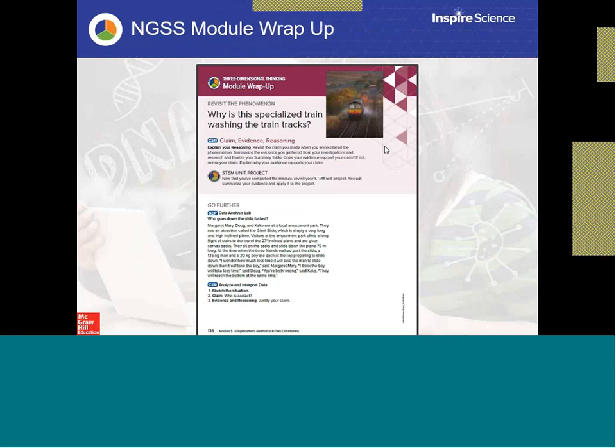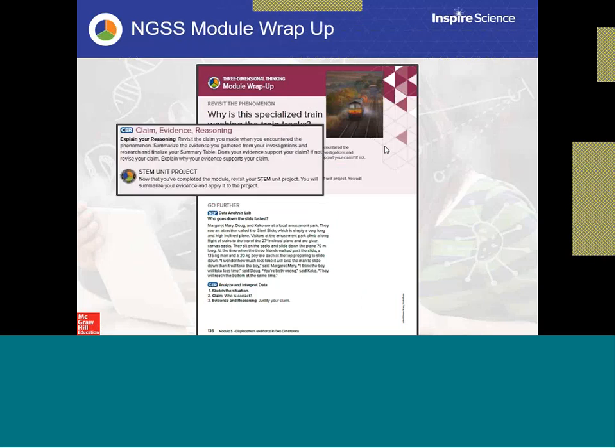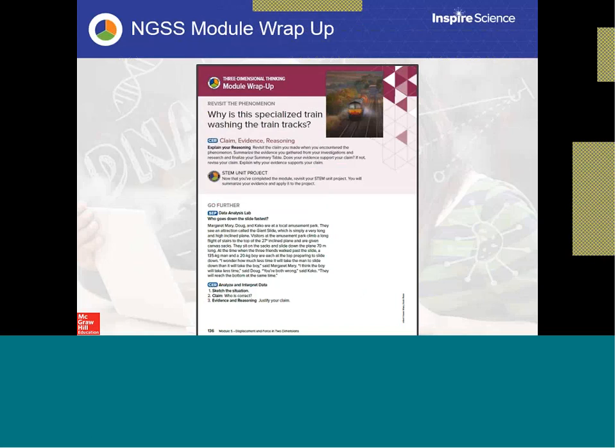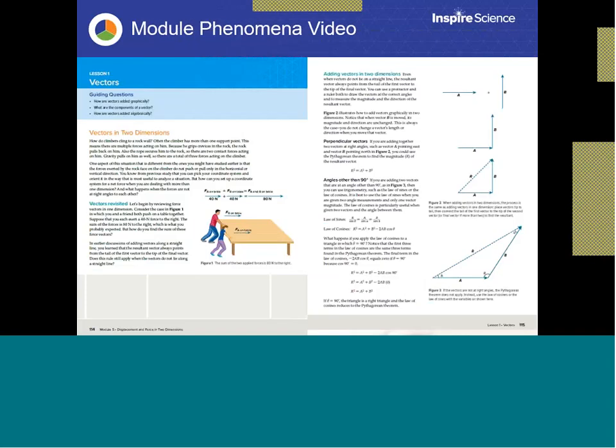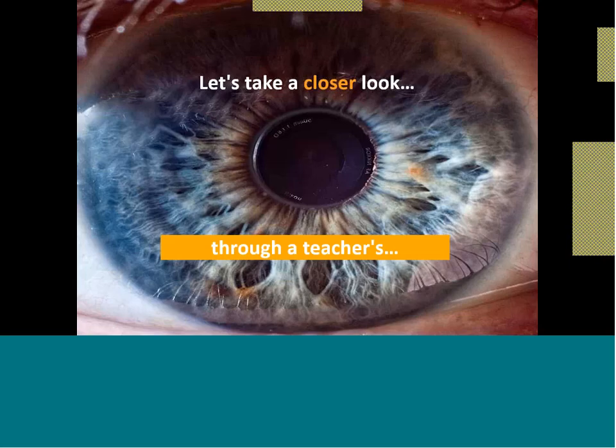Now we're at the end of the module, and we see things like wrapping up the claim, evidence, and reasoning, and a STEM project. This STEM project is found at the module level. So when we're looking at those resources, the module phenomena, the claim, evidence, and reasoning, STEM project, we're going to find these things at the module level. And then in between those modules are probably 2 to 5 lessons. So when we're looking for something at the lesson level, that's where we're going to find that stuff, okay?